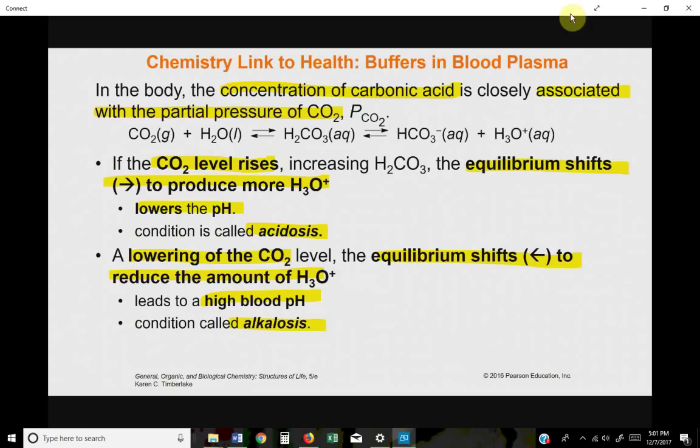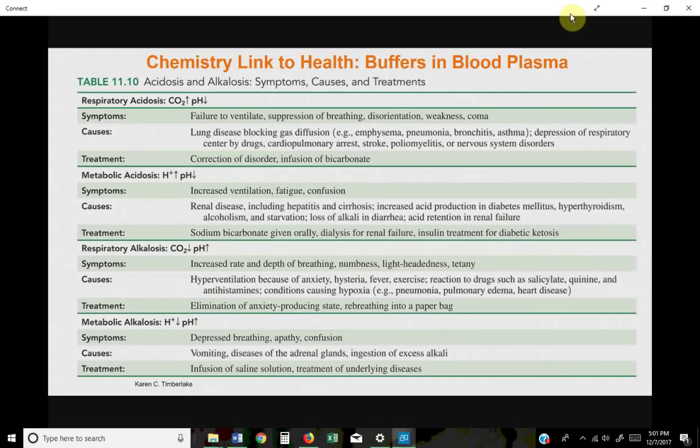Now if the CO2 levels in our bodies go too low, as in the situation with hyperventilation, when you're letting off too much CO2, that shifts the equilibrium to reduce the amount of acid, and we end up increasing the blood pH. This is a process called alkalosis.